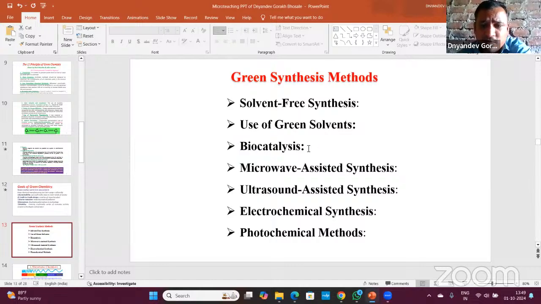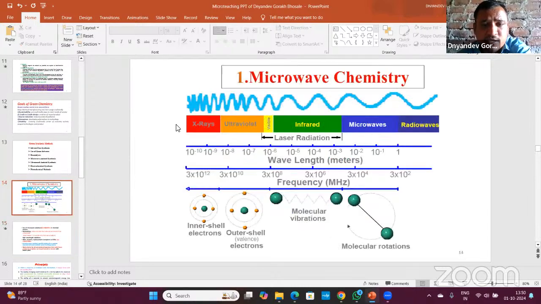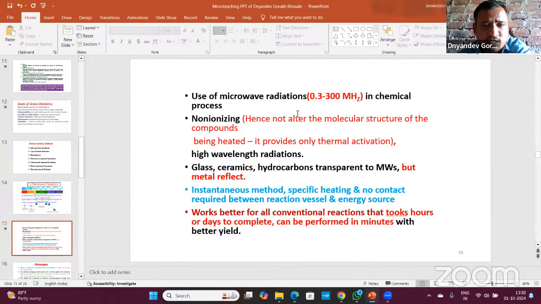Biocatalysis: what are the biochemical or chemical reactions that are processed by bioenzymes? Microwave-assisted synthesis, how it works, ultrasound-assisted synthesis, electrochemical synthesis, photochemical methods. These are some green methods which I would like to explain instead of the normal conventional synthesis. So there are the principles of these methods, how they work, what is microwave, and what kind of wavelength they have, and how it actually works in the synthesis process. That is, what is its range.